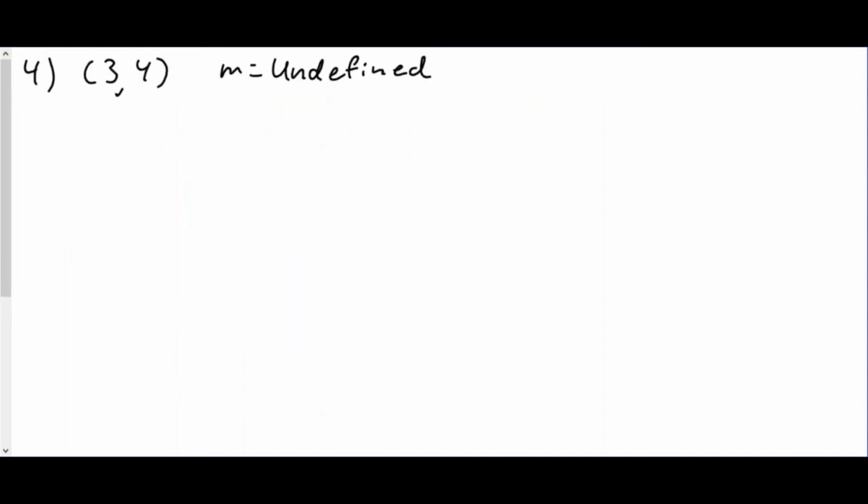Last example, point is (3, 4), and the slope is undefined. Well, I really can't put undefined into my form and then try to distribute the word undefined. That's not really going to work.